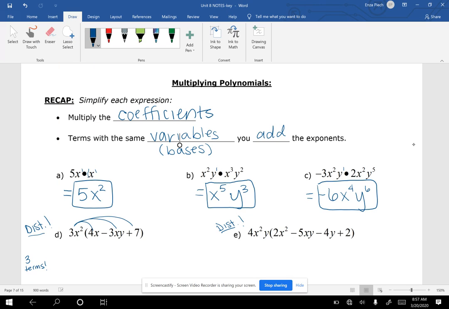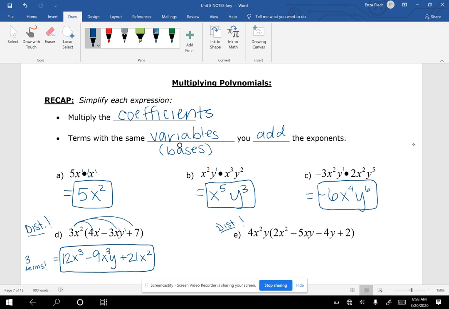We've got 3 times 4, which is 12. X squared times x to the 1st, so x cubed. Second term, 3 times negative 3, which is negative 9. X squared times x to the 1st, so x cubed. And then we have a y value. Then our last term, we've got 3 times 7, so 21, a positive 21, x squared. So our solution, or the most simplified version we can write, is right here.